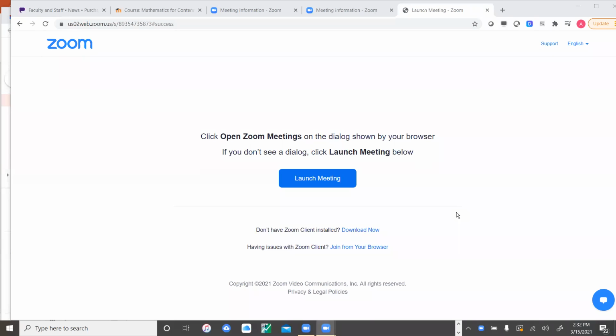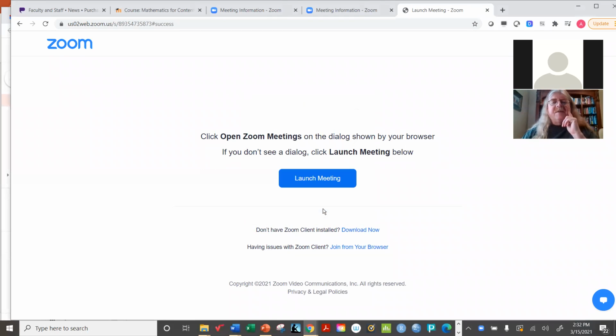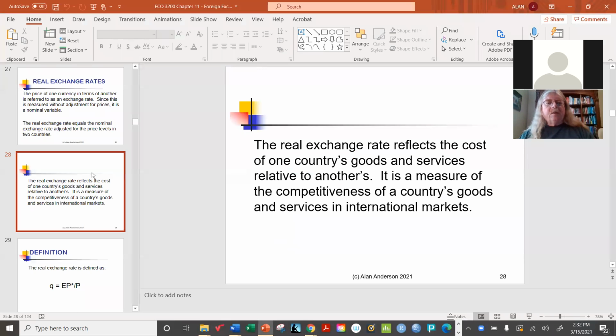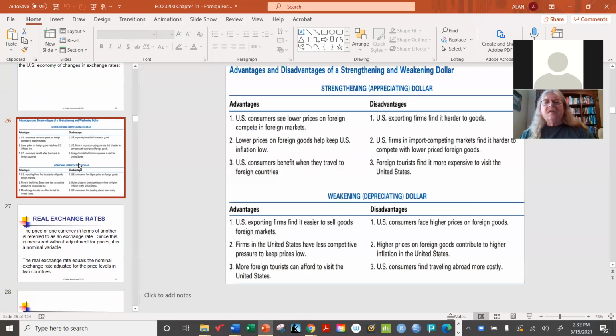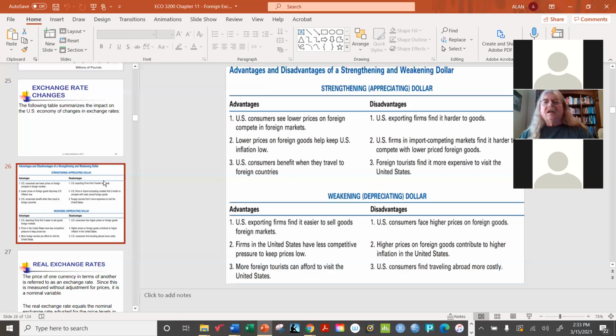Very good. All right. So we're going to carry on with our discussion about foreign exchange. This is still chapter 11. It's a very long chapter, a lot of important topics. So we'll just continue where we left off. So I think where we left off was actually we're looking at how exchange rate changes affect the economy.